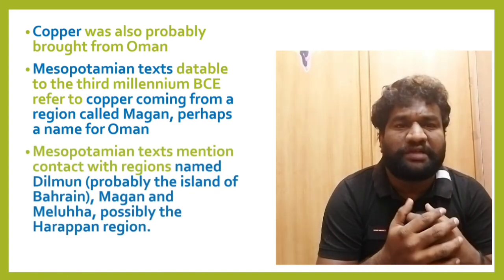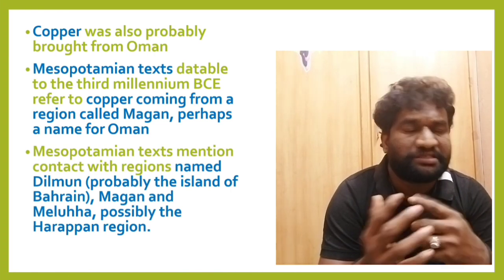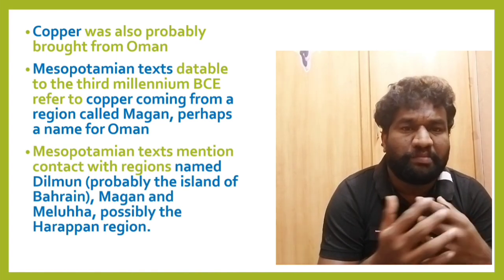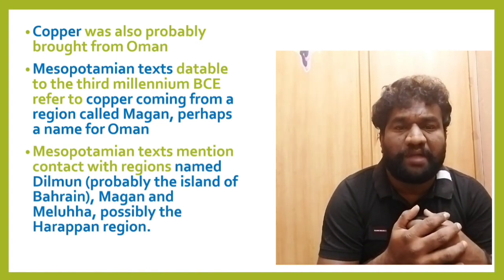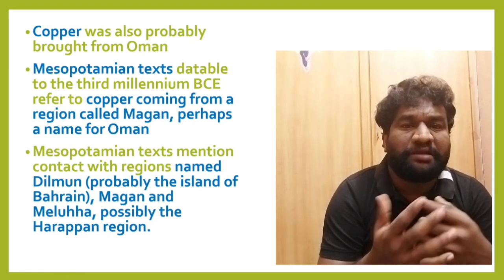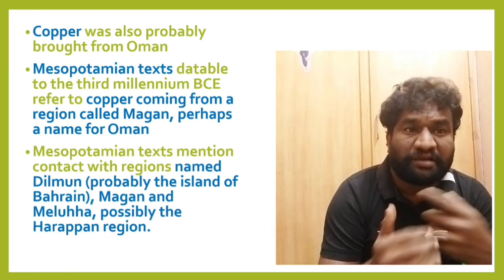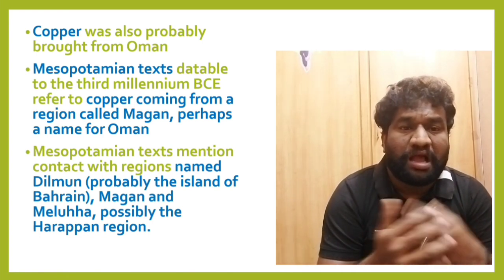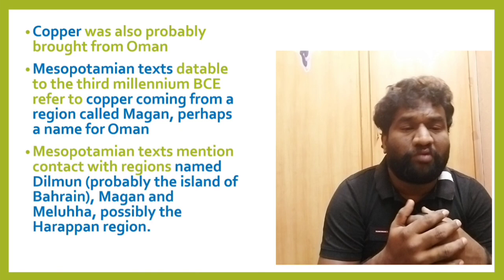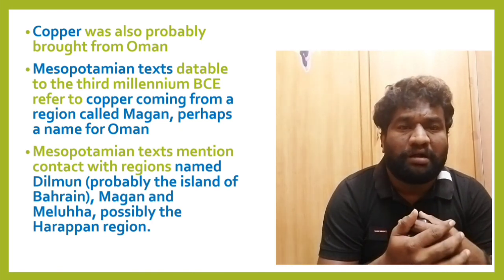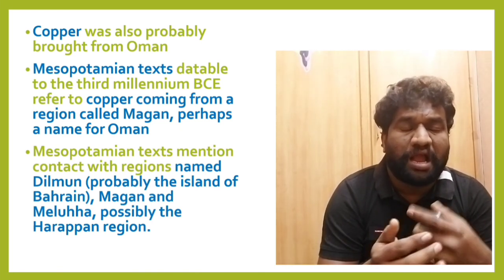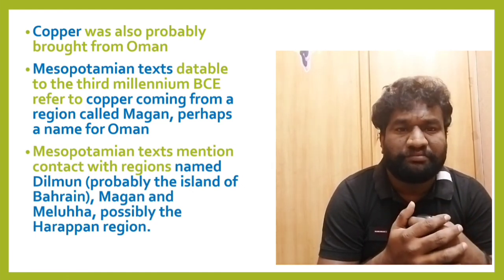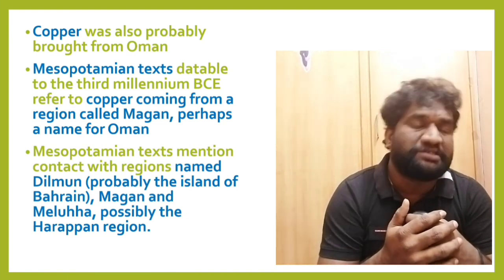The Mesopotamian text also mentioned contacts with regions named Dilmun, probably the island of Bahrain. The Harappan people maintained contacts and trade with Dilmun, which is the present Bahrain. Magan, everyone knows, is Oman, which we already discussed. And Meluha is possibly the Harappa region; the Mesopotamian people called Harappa Meluha. This is very, very important for competitive exams.